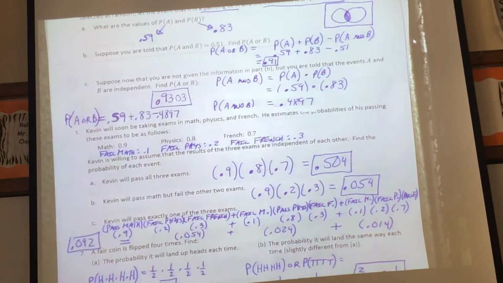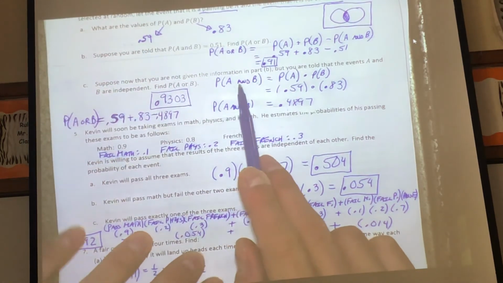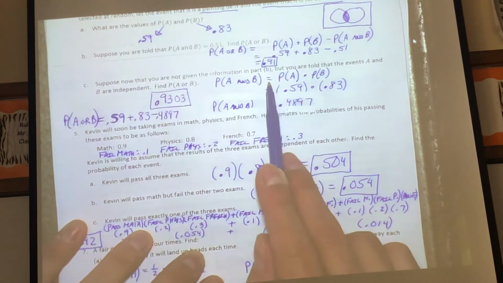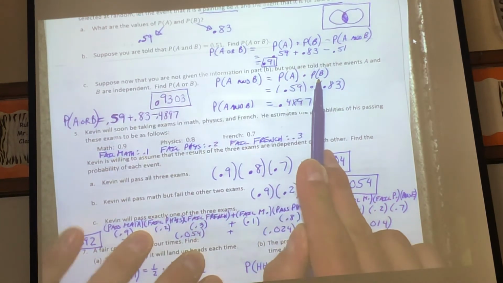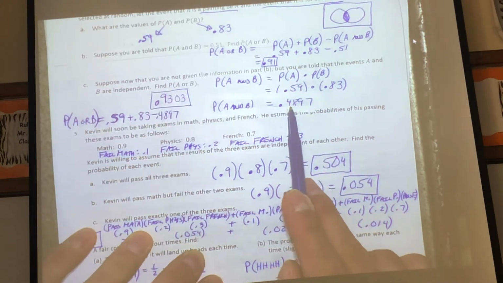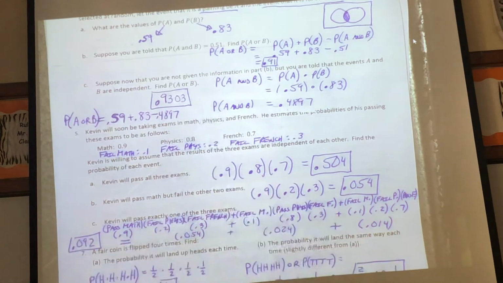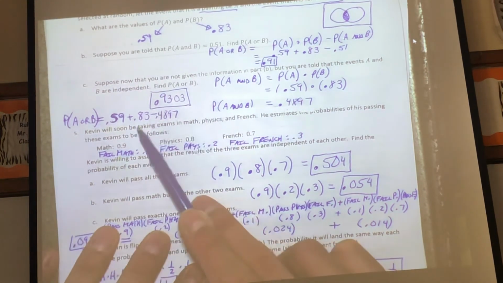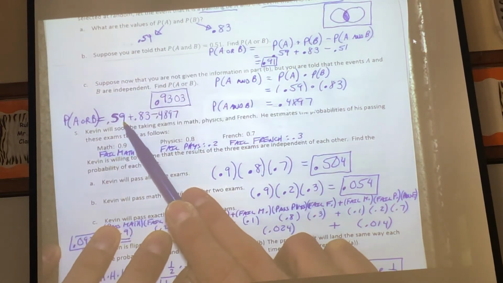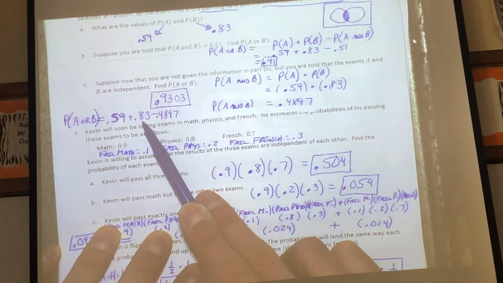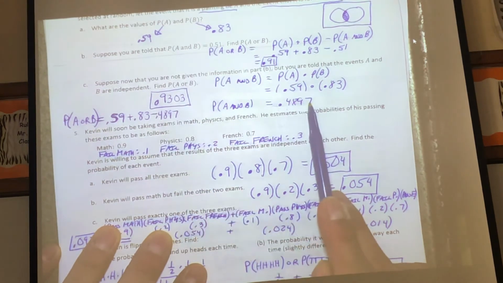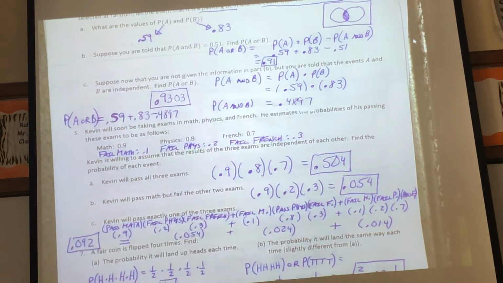C, suppose now that you are not given the information in part B, but you are told the events A and B are independent. Find A or B. So A and B is equal to, because they are independent, the probability of A times the probability of B. So if we multiply those, we get 0.4897. So that is your AND. So now for the OR, we always have to subtract the overlap. So we have the probability of 0.59 for A plus the probability of 0.83 for B, and then we subtract the overlap, which we just found, to give us an answer of 0.9303.